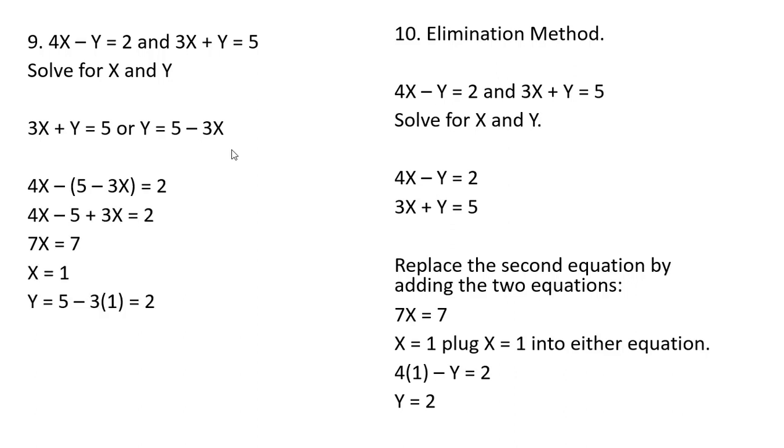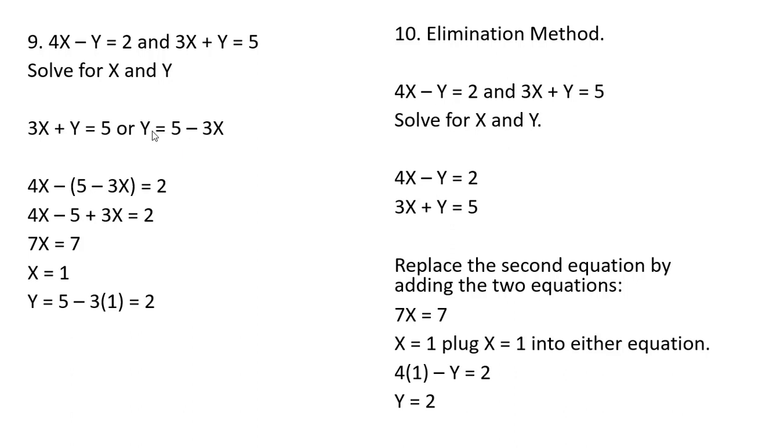Got a couple problems here, 9 and 10. Let's start with 9. Two equations and two unknowns. We want to solve for x and y. So the first thing I'm going to do is I'm going to take one of these equations, in this case, this second one here, and I'm going to solve it for y. So simplifying this equation for y equals 5 minus 3x.